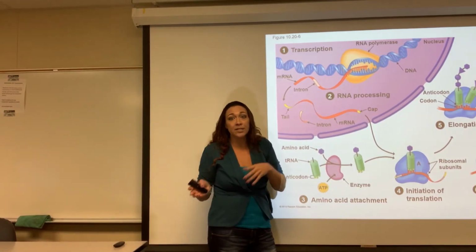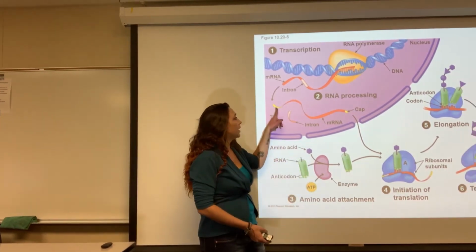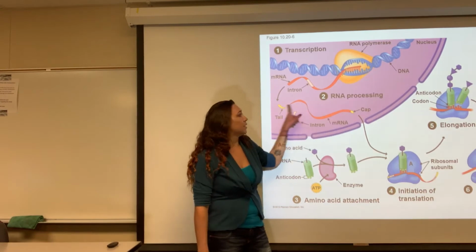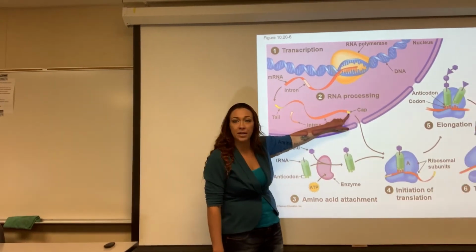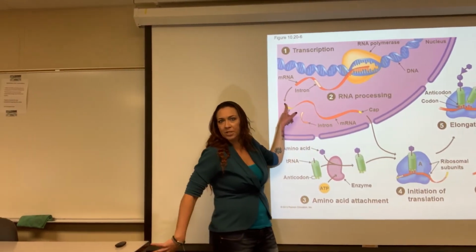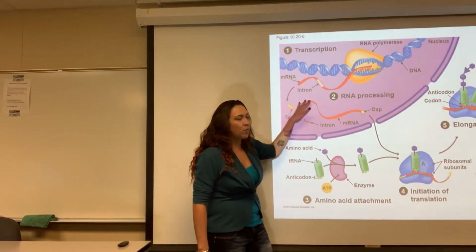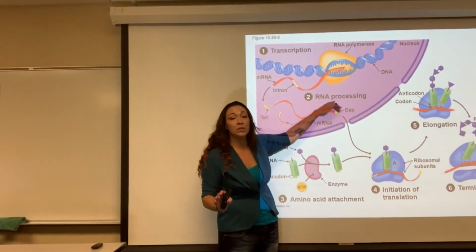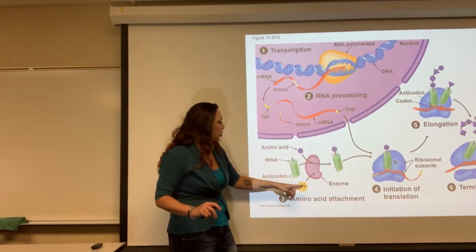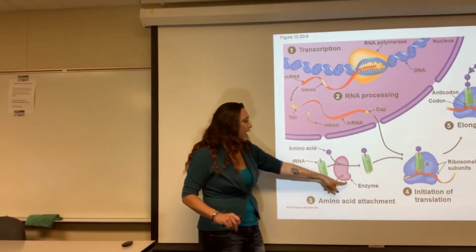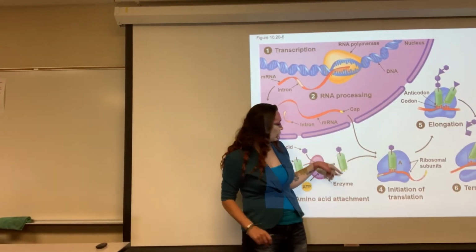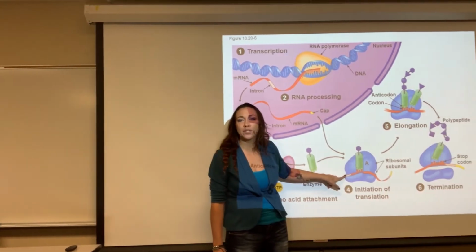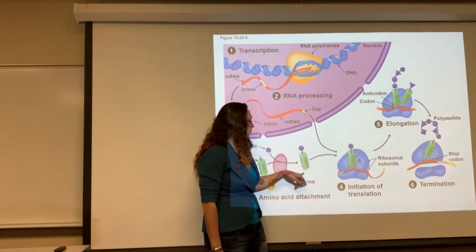We want to keep the exons, get rid of the introns, stick a little cap on it, stick a little tail on it. Remember, the cap is for binding to the ribosome. The tail is kind of like a protective little end. Right? Then once we're done with RNA processing, we're going to leave the nucleus. We're going to join up with our good friends tRNA and the ribosomes. Don't worry about the enzymes.